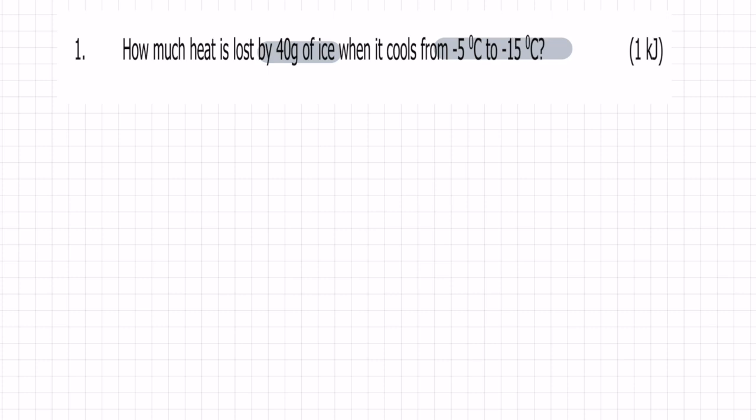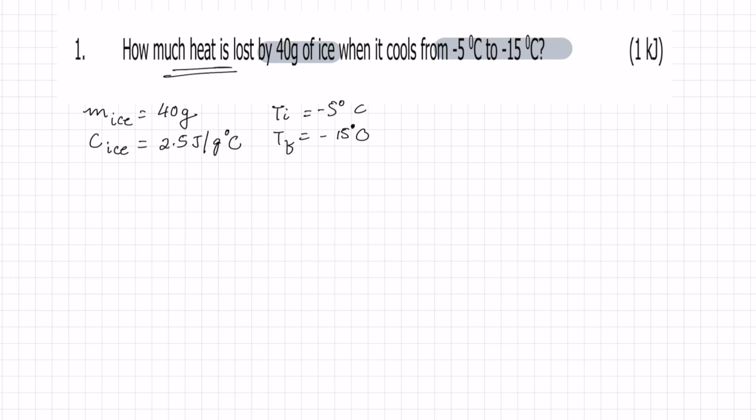So in all problems like this, the first thing to do is to figure out what is given and what is required. So I'm given the mass of ice as 40 grams. It's not given in the question, but hopefully I have some way of knowing the specific heat capacity of ice as 2.5 joules per gram per degree Celsius. I'm given the initial temperature and the final temperature, -5 and -15 degrees Celsius respectively. And they're asking me how much heat is lost. So the required is Q.